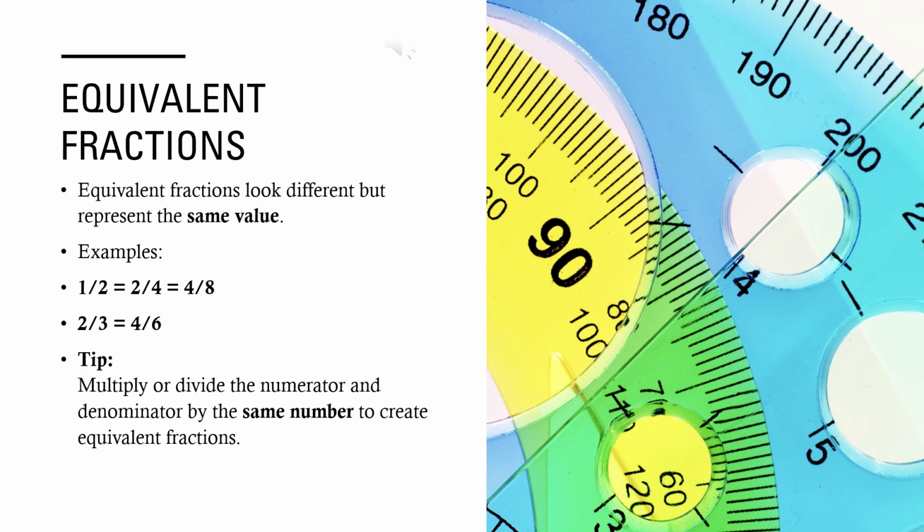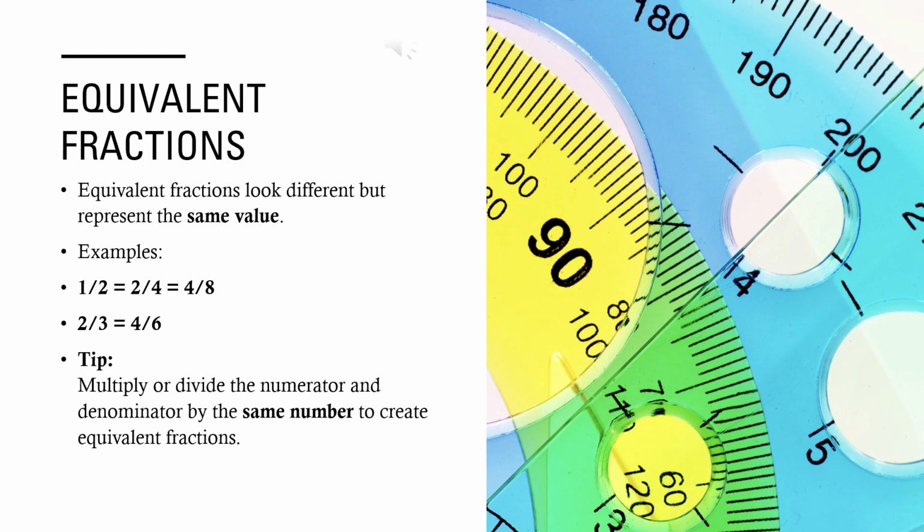What are equivalent fractions? Equivalent fractions look different, but they represent the same value. For example, 1 by 2 is equal to 2 by 4, which is equal to 4 by 8. Or 2 by 3 is equal to 4 by 6. Here's a tip. Multiply or divide the numerator and denominator by the same number to create equivalent fractions.